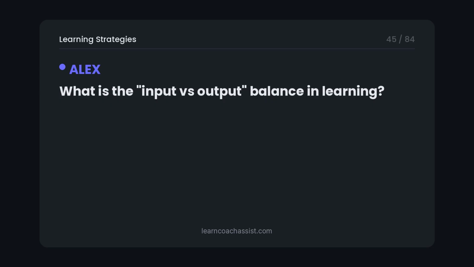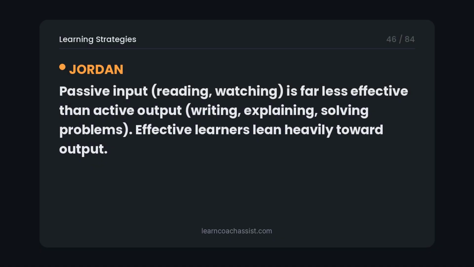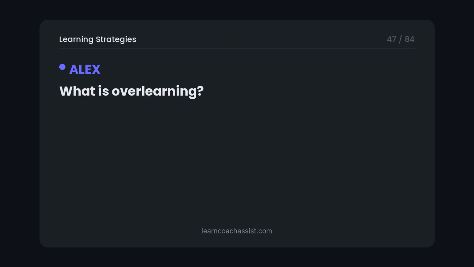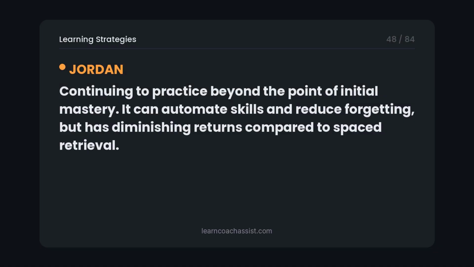What is the input versus output balance in learning? Passive input, reading, watching, is far less effective than active output, writing, explaining, solving problems. Effective learners lean heavily toward output. What is overlearning? Continuing to practice beyond the point of initial mastery. It can automate skills and reduce forgetting, but has diminishing returns compared to spaced retrieval.